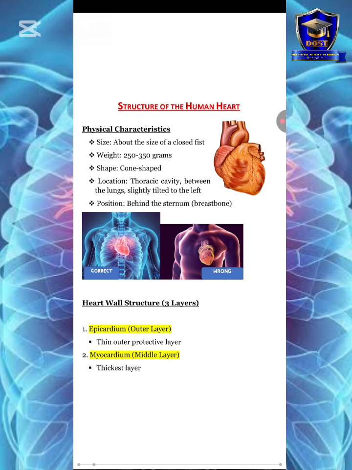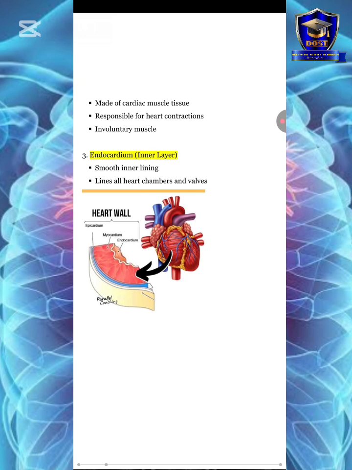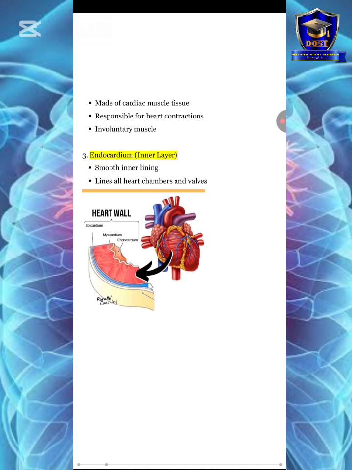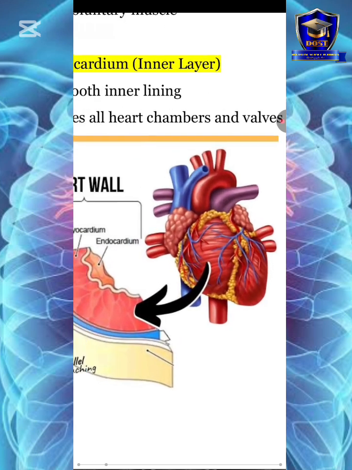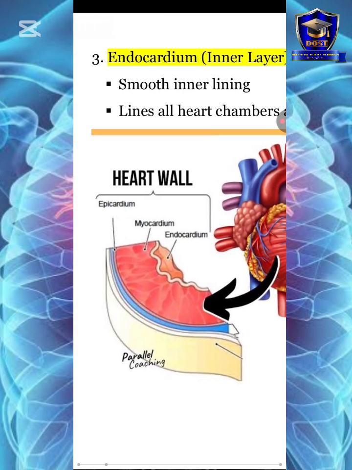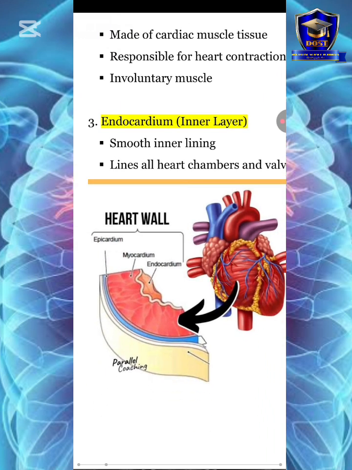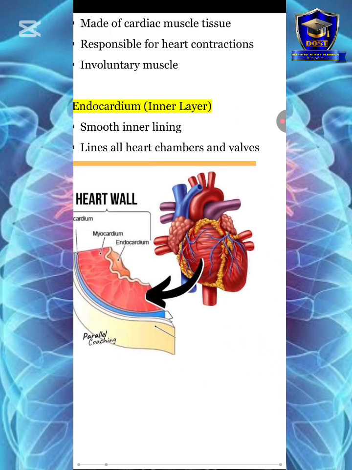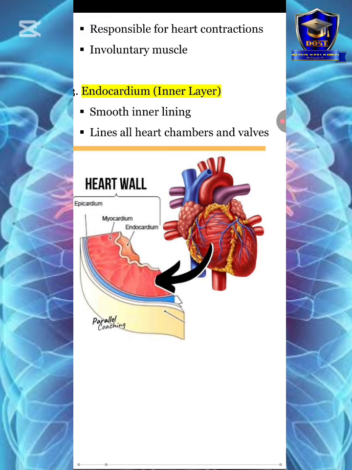If I go to the next slide, you are going to see the diagram of the layers of the walls of the heart. You can see the heart wall and the different layers: the endocardium, the myocardium, and the epicardium. All of them are clearly shown in the diagram. Let's zoom in and see for ourselves. You can see the epicardium, the outer layer, the myocardium, very thick and muscular, and then the endocardium. The endocardium has a smooth inner lining and lines all the heart chambers. In other words, it is the innermost part of the wall of the heart.